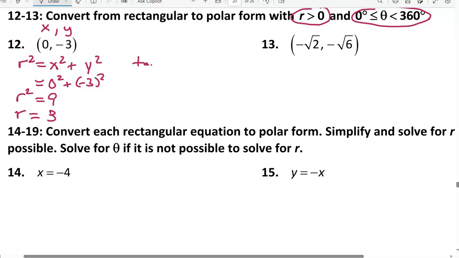To find the value of theta, we can use tangent of theta is equal to y over x, and tangent of theta is equal to negative 3 divided by 0, which is undefined.